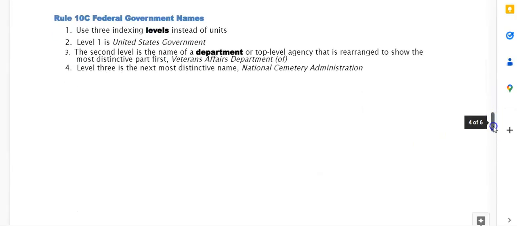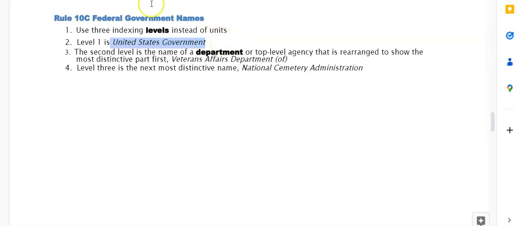Okay, so Rule 10C is a little bit more complicated than that. And 10C deals with federal government names. So instead of using units, when you have a federal government name, you use what's called indexing levels. The first level is always going to be United States government. So you can think of level 1 basically as a key unit. So United States government level 1 would be an entire key unit.